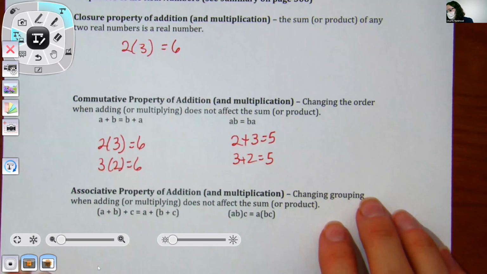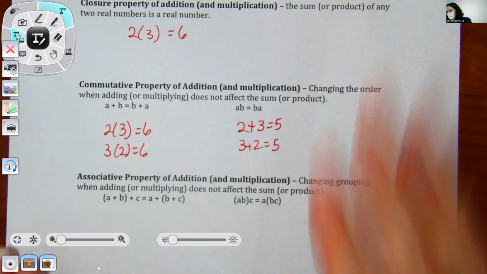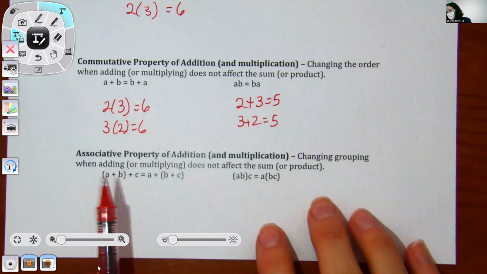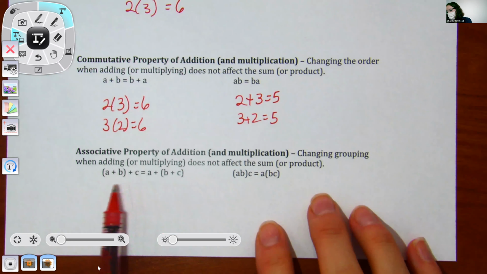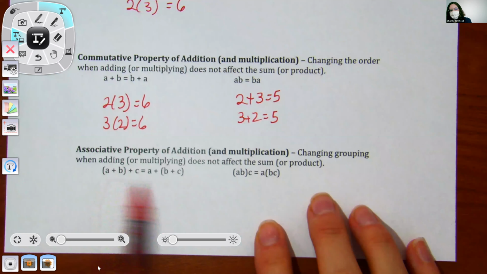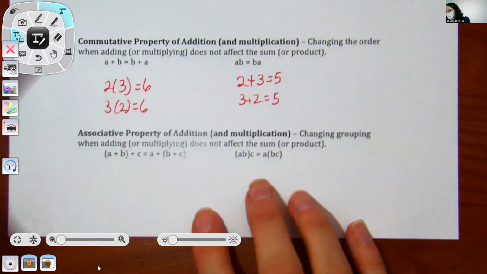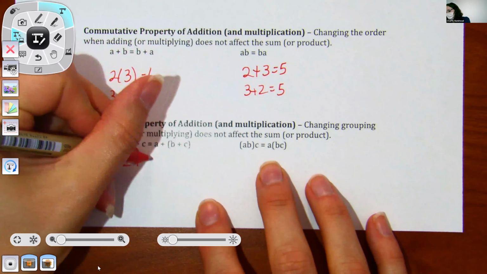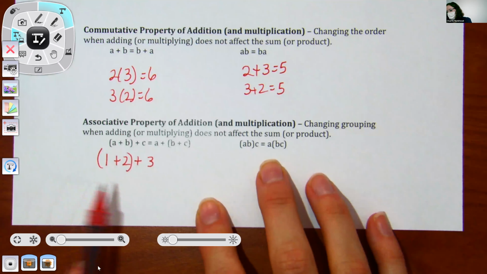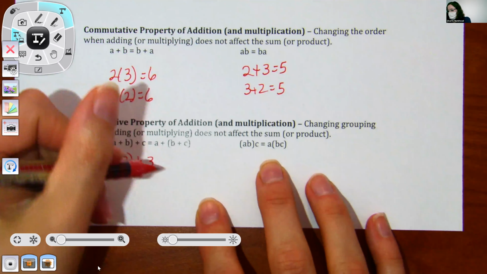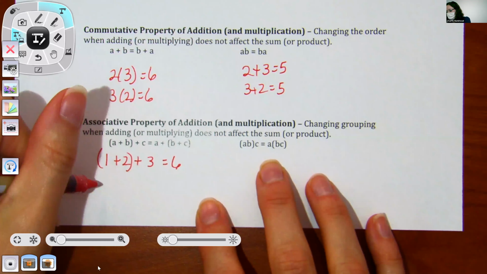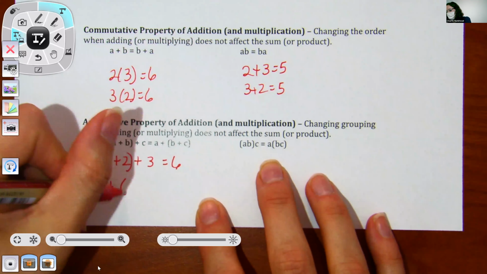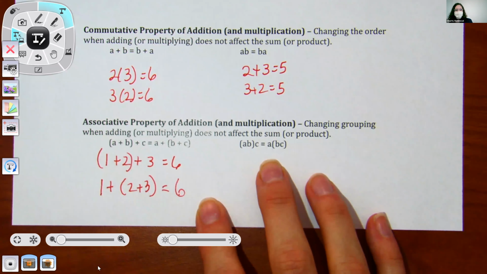And then associative property just means, wherever you put the parentheses with your addition, that doesn't change the answer. Same thing with multiplication. So if you have 1 plus 2 plus 3, it doesn't matter if you add these two first and then this one, it's still going to be 6. Or if you add the 2 plus 3 first and then add the 1, either way, it's still going to be 6. So that's the associative property.